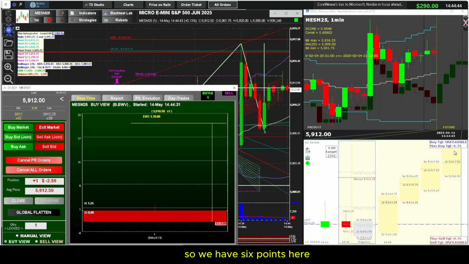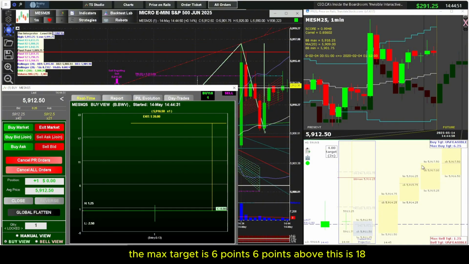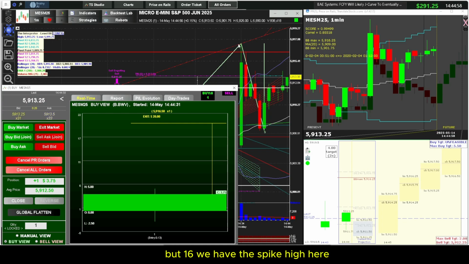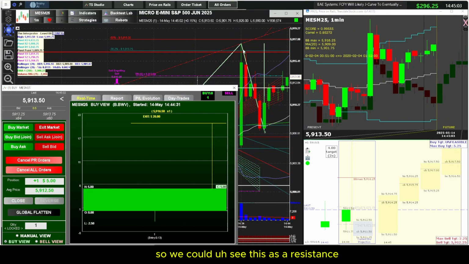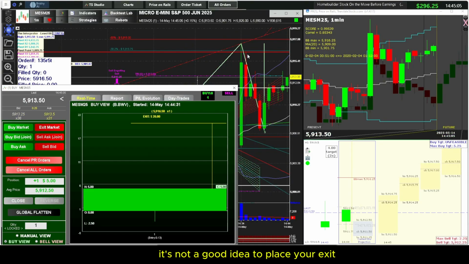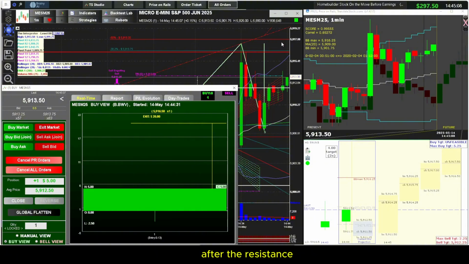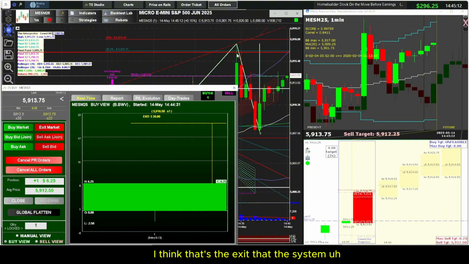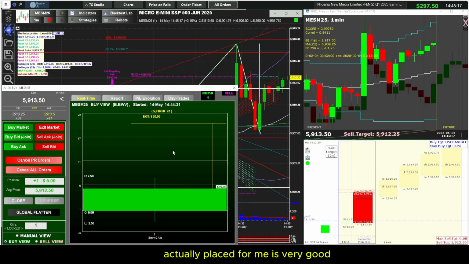So we have 6 points here in the open projection. The max target is 6 points, and 6 points above this is 18. My order is at 16, but at 16 we have the spike high here, so we could see this as a resistance. It's not a good idea to place your exit after the resistance. So I think the exit that the system actually placed for me is very good.